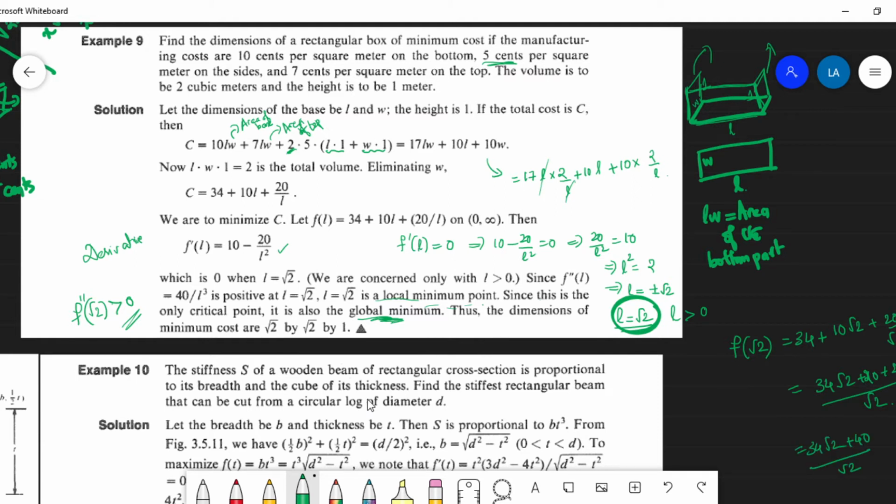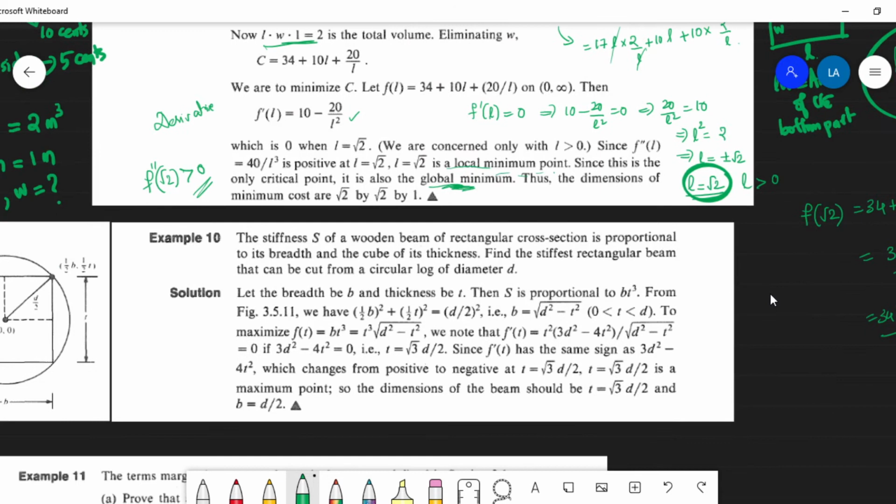So the dimensions of the minimum cost are root 2 by root 2, because we know that when L is equal to root 2, we had obtained that W is equal to 2 divided by root 2. So that will also be root 2. So the length and the width will be root 2, and the height is already given to be 1. So those are the specifications of our rectangular box, and this will be the minimum cost given these specifications. Okay, that is example 9, and let's see example 10.